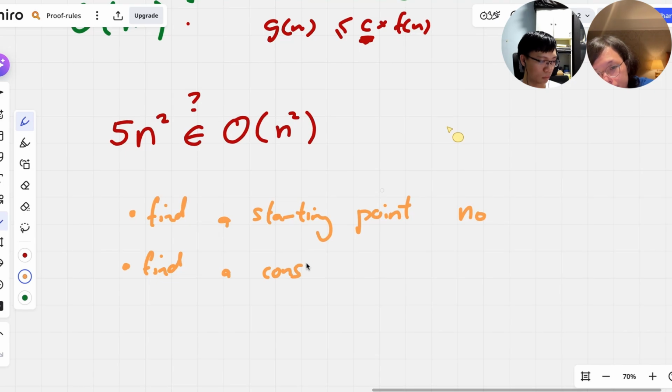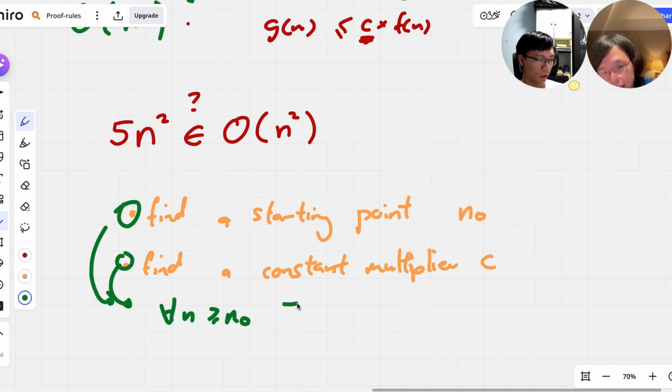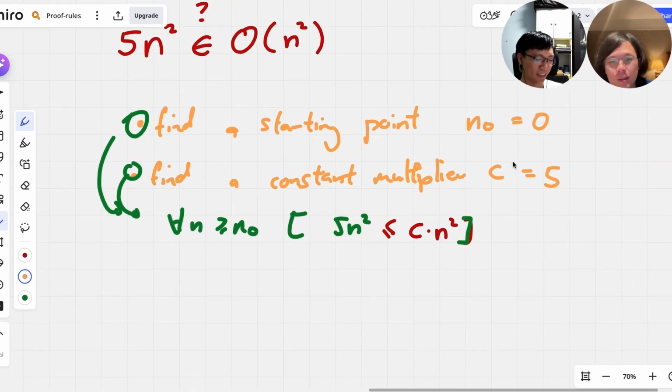C. Once these two fulfill a condition, and that condition is that for all n greater than or equal to n0, using a shorthand here, what we must have is that 5n squared has to be less than or equal to c times n squared. Maybe writing it out makes it a little bit obvious what we need. Let's just try setting c to 5, and then n0 can just be 0.